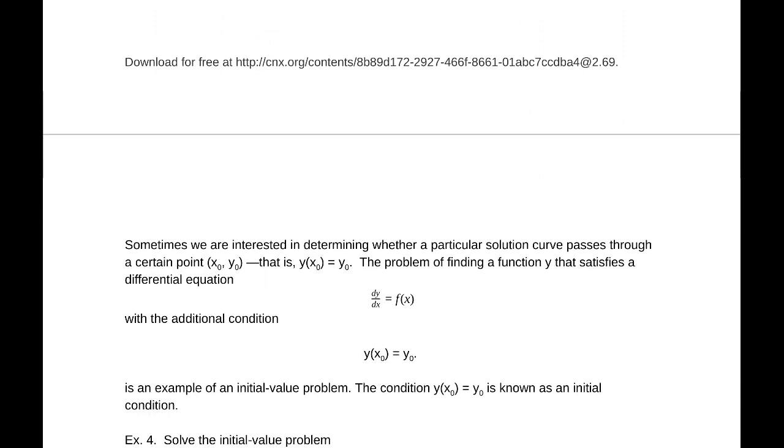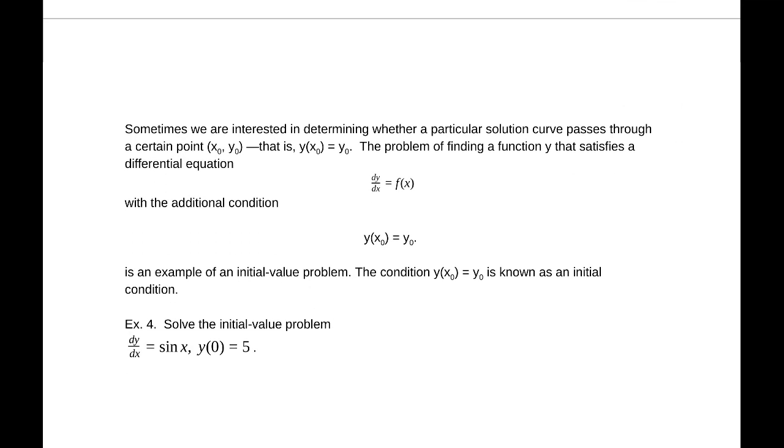We've got one of the last things we have in this section. Sometimes we're interested in determining whether a particular solution curve passes through a certain point, x naught, y naught, and that is y of x naught equals y naught. So our input is the x naught. It's our initial condition is what this is called, and our output is the y naught. So the problem of finding a function y that satisfies the differential equation dy over dx equals f of x with the additional condition that y of x naught equals y naught is an example of an initial value problem. And so that point is our initial condition.